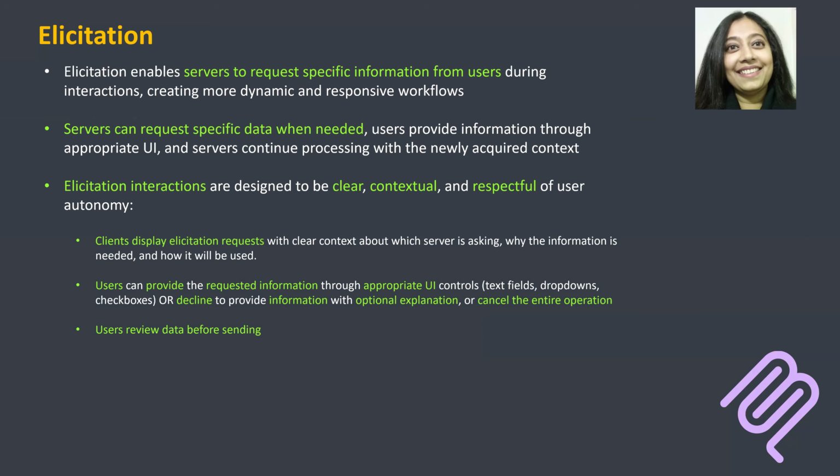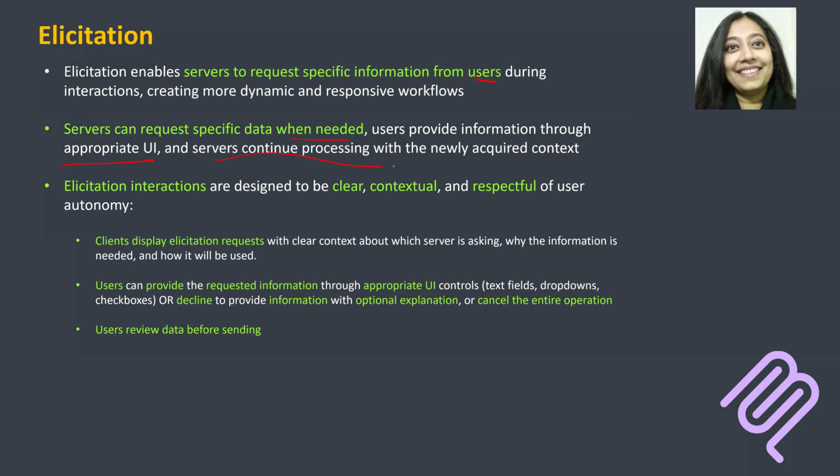Elicitation. Elicitation basically enables servers to request specific information from users. So let's say servers are performing some action, some operation. And during these interactions, they basically need some information. So they can request that very specific information from the user, making the whole workflow interactive, dynamic and responsive. Now, servers can request specific data when needed, and the user can provide this information through an appropriate UI. Servers, after they receive this information, can continue processing.